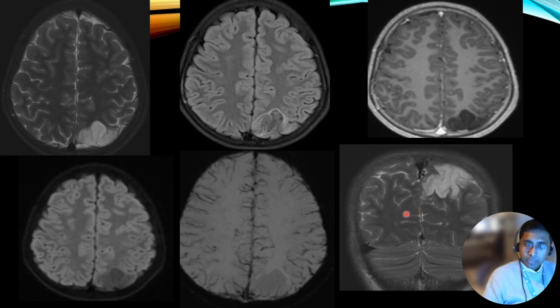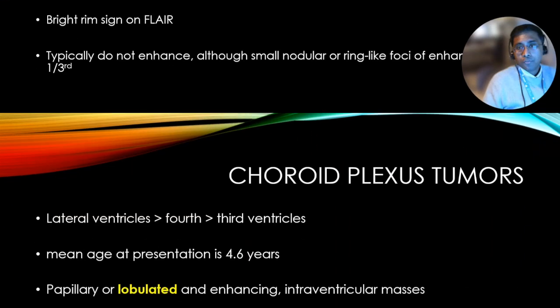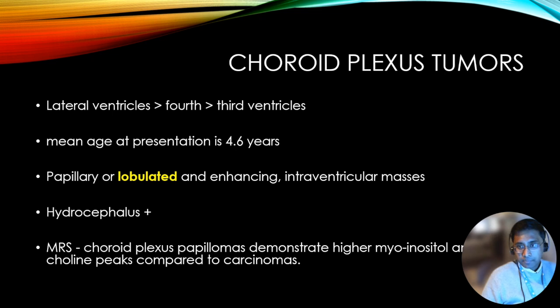So this is very typical for a DNET. This is how it presents. You have the FLAIR rim sign, the tapering or wedge-shaped appearance towards the lateral ventricle, and the lobulated appearance of the mass. Many a time the DNETs are associated with an underlying cortical dysplasia which may not be detectable on the MRI, and it will be proven histopathologically down the line. They tend to have a bubbly appearance as well, a bright rim sign, as I told you. Typically there is no enhancement, although small nodular or ring-like foci have been described.